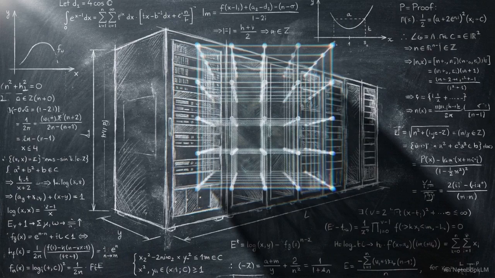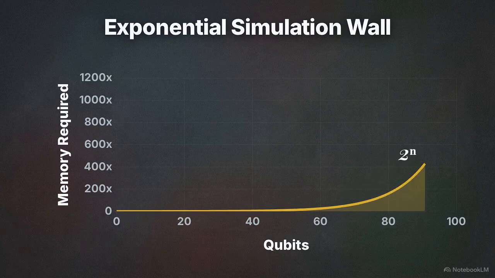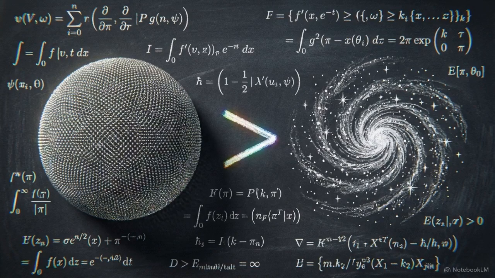Standard classical quantum simulation relies on the state vector model. Tracking probability amplitudes requires memory that scales exponentially, specifically at a rate of 2 to the power of n. This chart displays the memory required for that state vector. Simulating 50 qubits demands roughly 16 petabytes of RAM. At 100 qubits, the matrix contains more data points than there are atoms in the known universe.